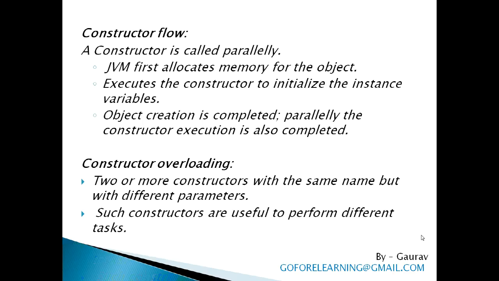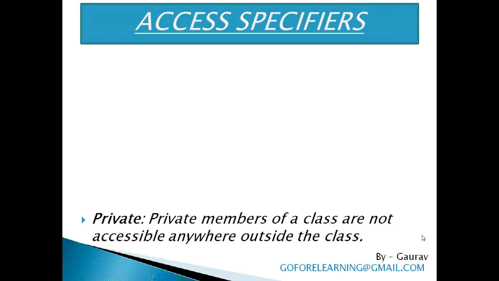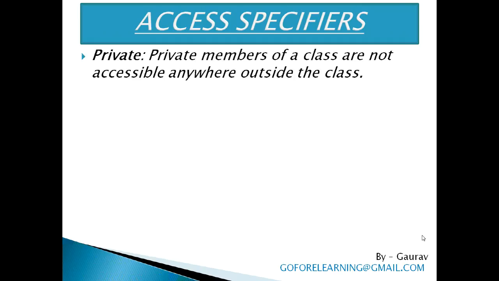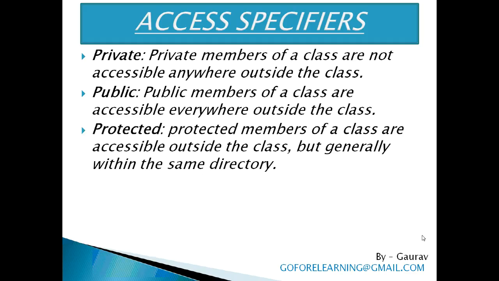Now the next discussion topic is access specifier. What is an access specifier? There are four types of access specifiers. First one is private. Private members of a class are not accessible anywhere outside the class. They are accessible only within the class by the methods of that class. Next is public. Public members of a class are accessible everywhere outside the class, so any other program can read them and use them. Another one is protected. Protected members of a class are accessible outside the class but generally within the same directory.